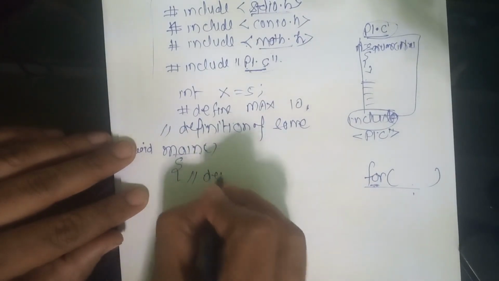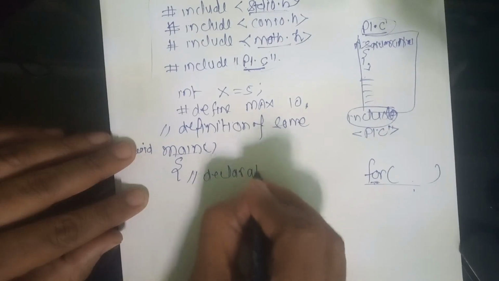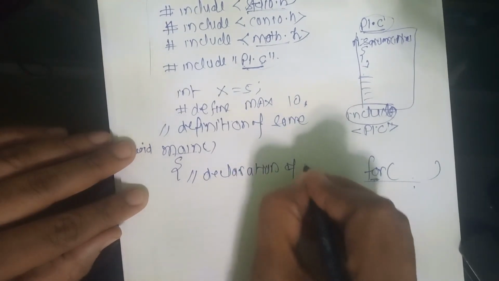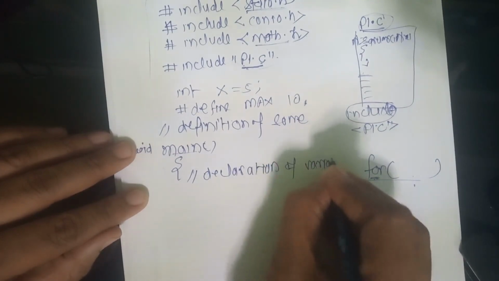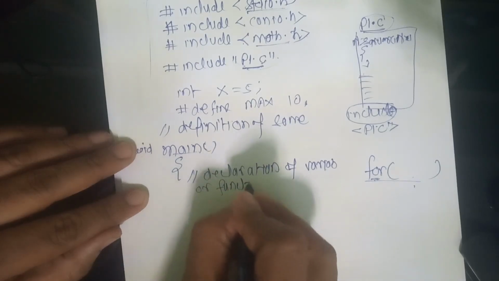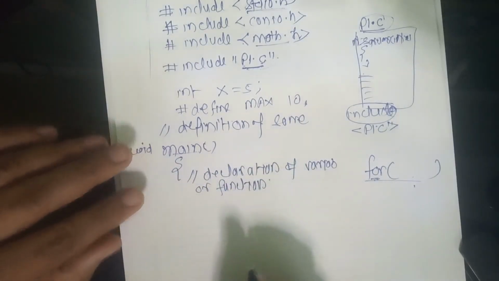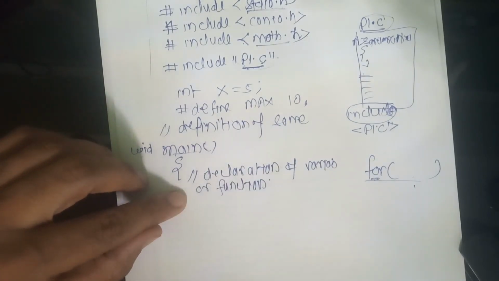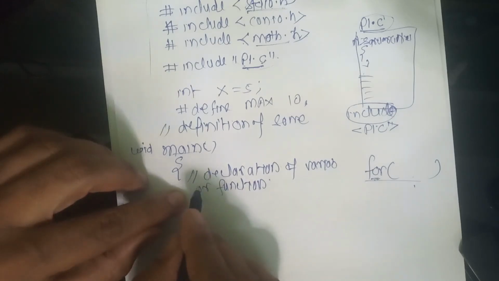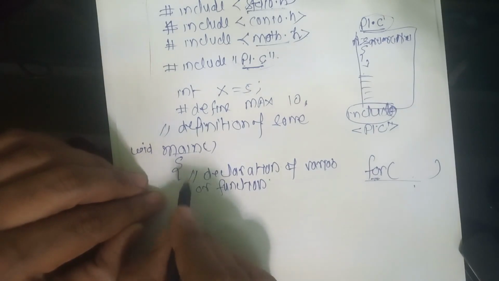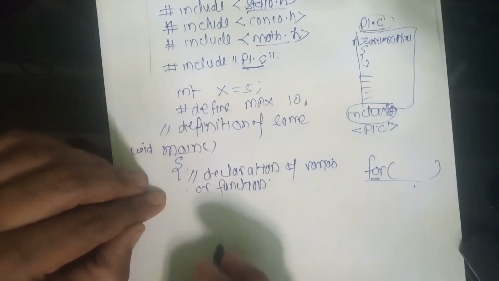After that, here you have to do the declaration of variables or functions. If we have defined a function below, then we should declare it. In case of integral type, declaration is optional. So all the variables must be declared at the beginning of the function or globally.